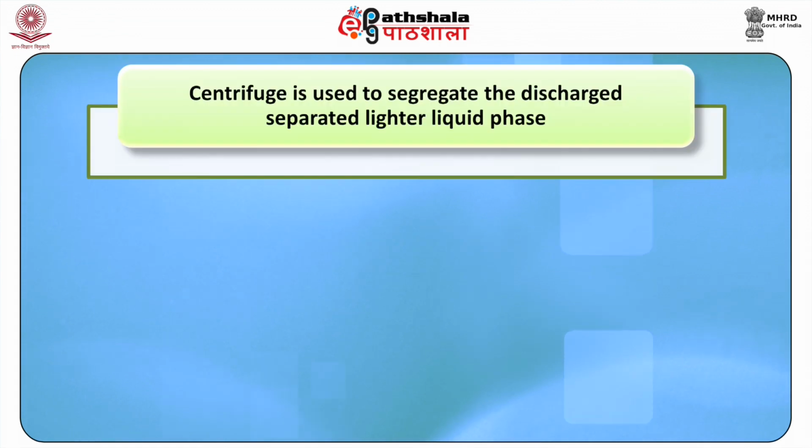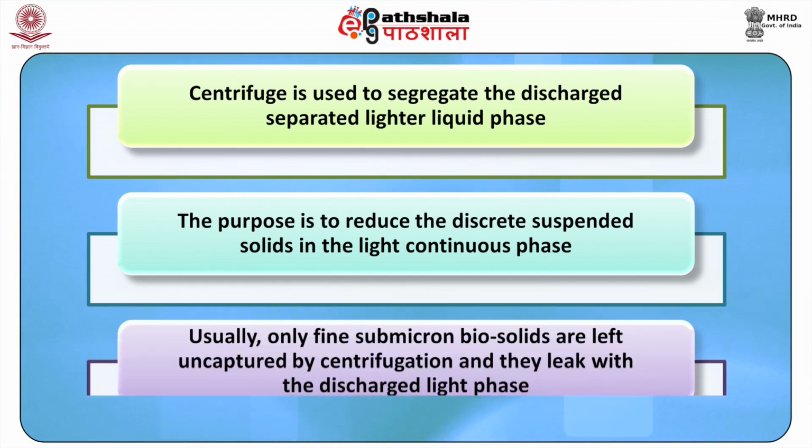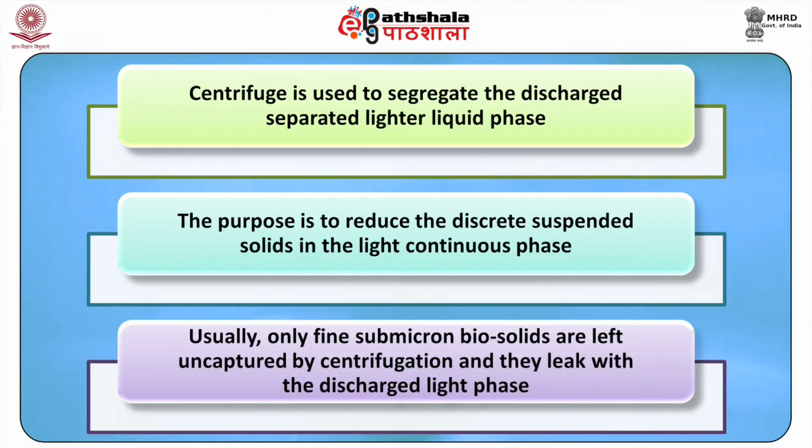Clarification. Centrifuge is used to segregate the discharge separated lighter liquid phase. The purpose is to reduce the discrete suspended solids in the light continuous phase. Usually, only fine submicron biosolids are left uncaptured by centrifugation and they leak with the discharged light phase.